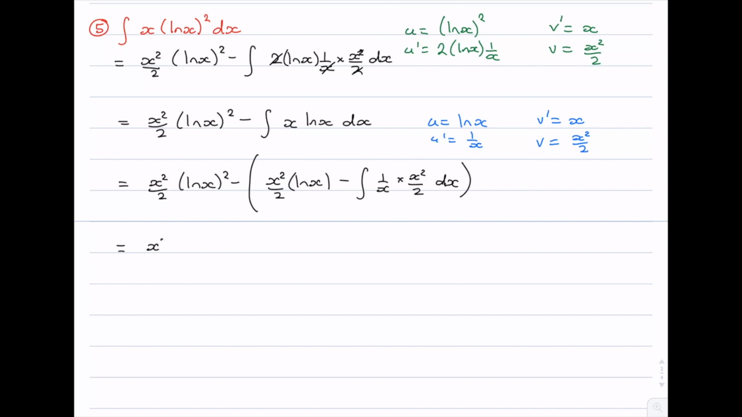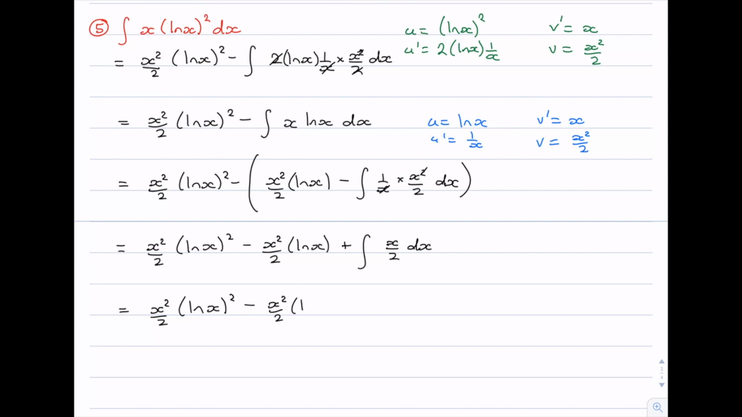Okay, we still have this bit out the front. Now we might as well go ahead and distribute this minus through these brackets. So we have minus x squared on 2 log x, and then plus this integral, because we have two minuses. Now this integral can simplify. We can divide by x here, and we just have x on 2 dx. And so our final answer is going to be x squared on 2 times log x all squared, minus x squared on 2 times log x, plus x squared on 4, plus c.